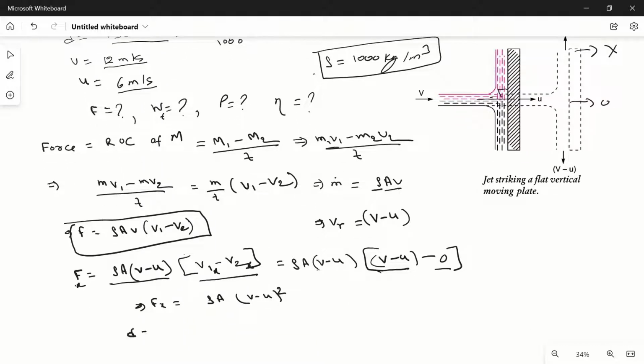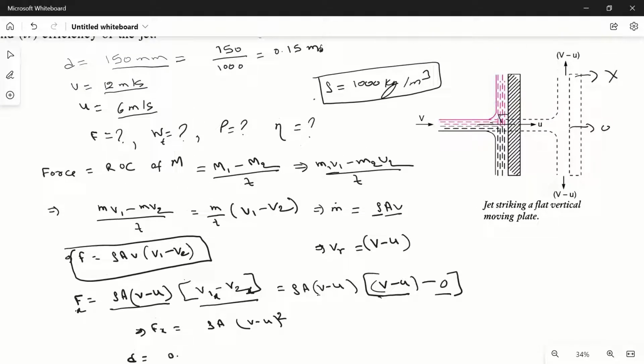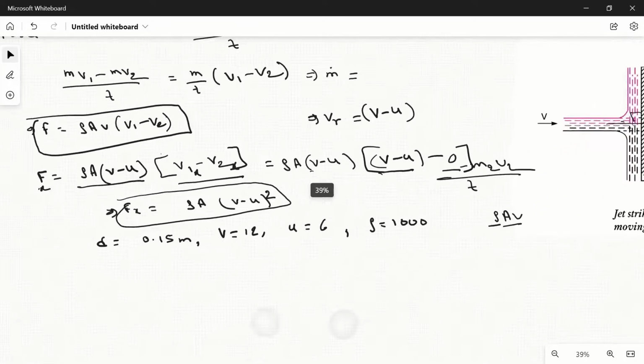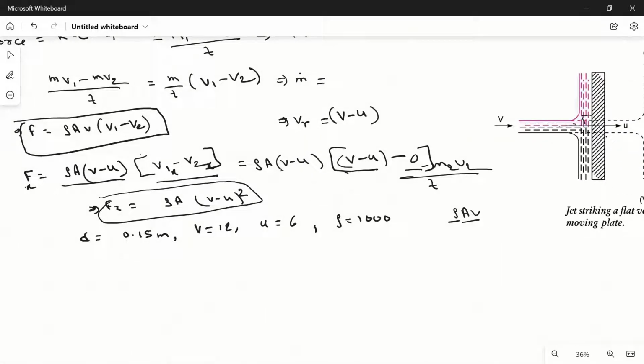D we have written as 0.15 meter, V is 12 meter per second, U is 6 meter per second, and rho is 1000. So we have calculated the formula for force, and we have noted down the values: diameter, velocity of jet, velocity of plate, and density of water. So we have to find area of this jet.